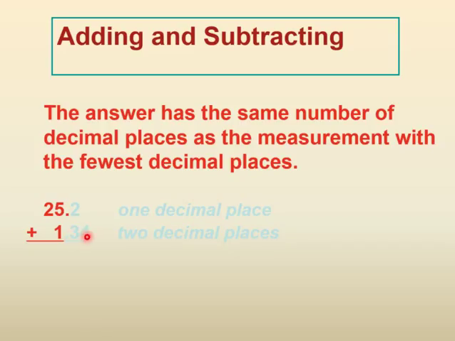1.34, 2 decimal places. Now, if you were to put this into your calculator, you'd generate 26.54. However, that's not the correct answer. Your answer can only be reported with the same number of decimal places as the measurement with the fewest decimal places, which is the 25.2, 1 decimal place. So your answer needs to be reported in 1 decimal place. So you're going to have to round to this first decimal place. So the answer you're going to report is going to be 26.5.